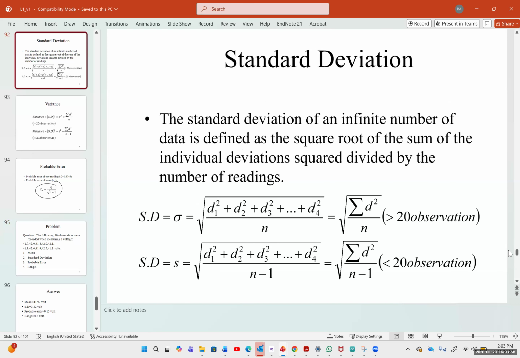So if you want, I can go back to the standard deviation equation. It's going to be D1. You have to first find the mean, and D1 is going to be the mean minus the first reading. D2 is going to be the mean minus the second, and so on. And finally, standard deviation is going to be the square root of sigma of D squared over N minus 1, because the reading is less than 20.